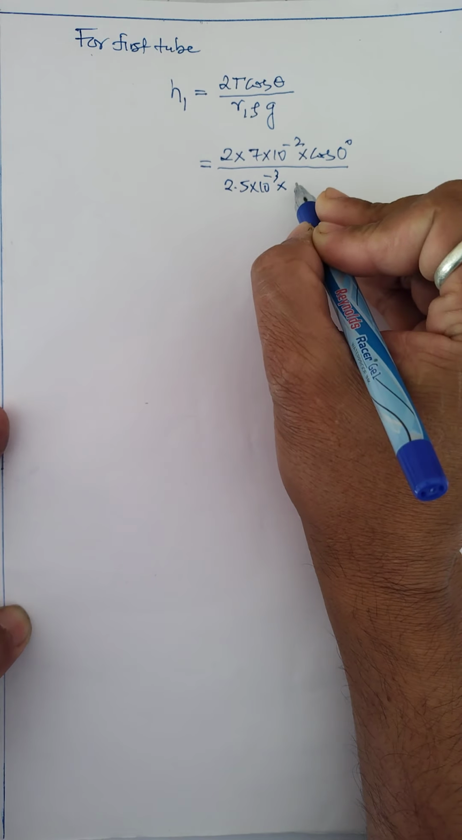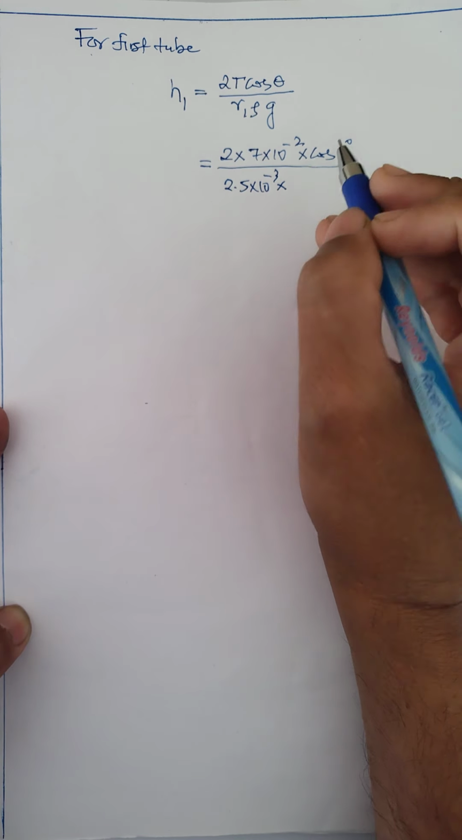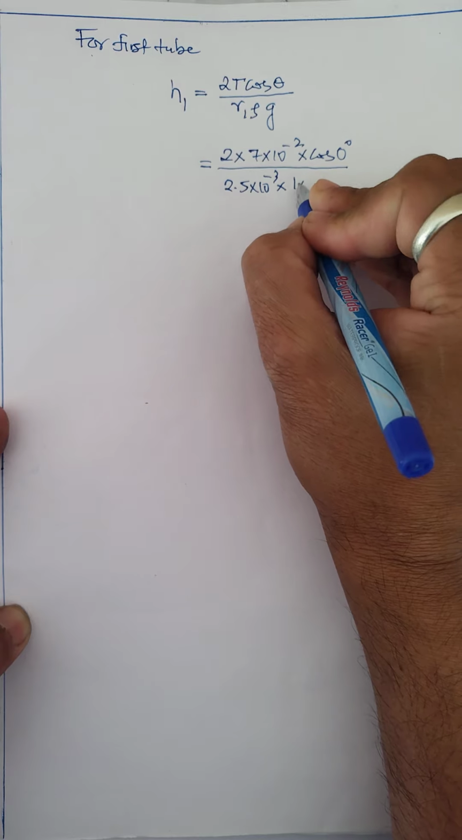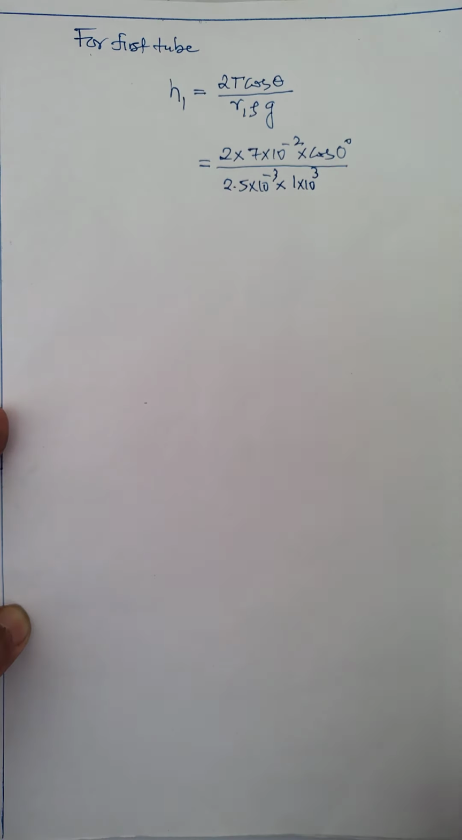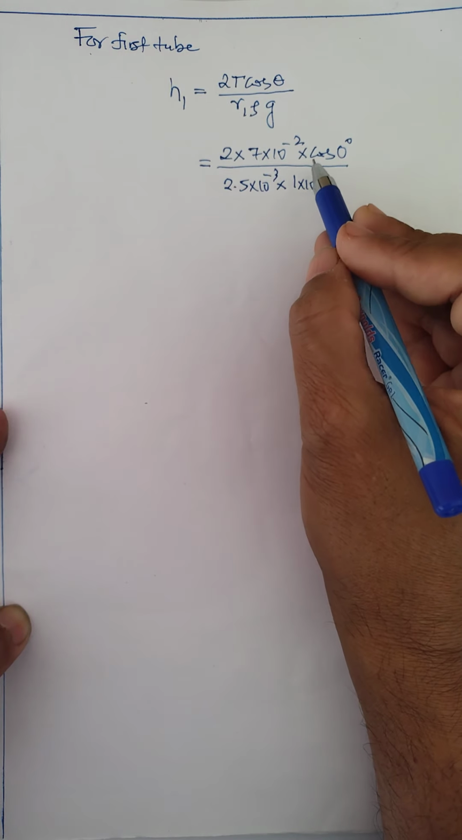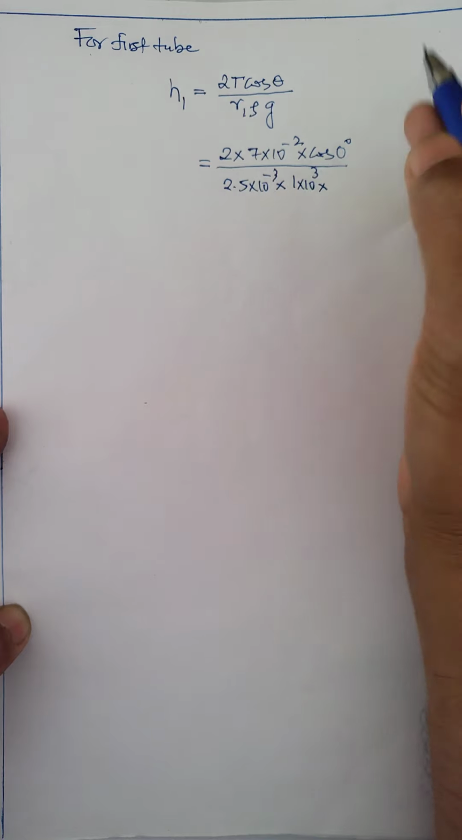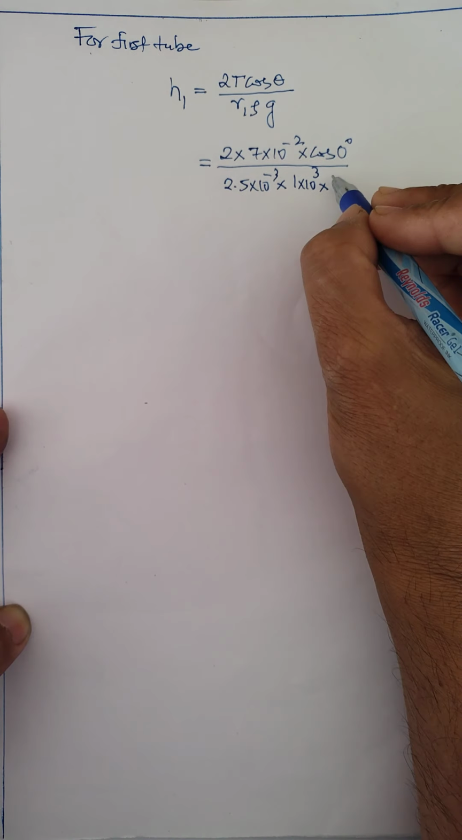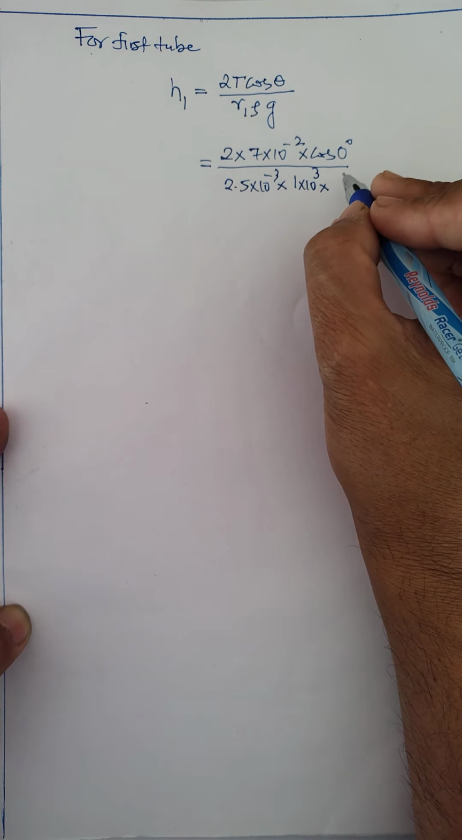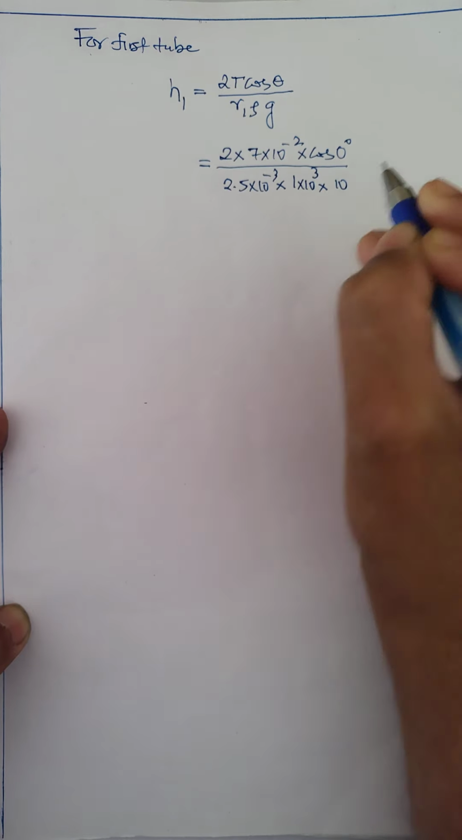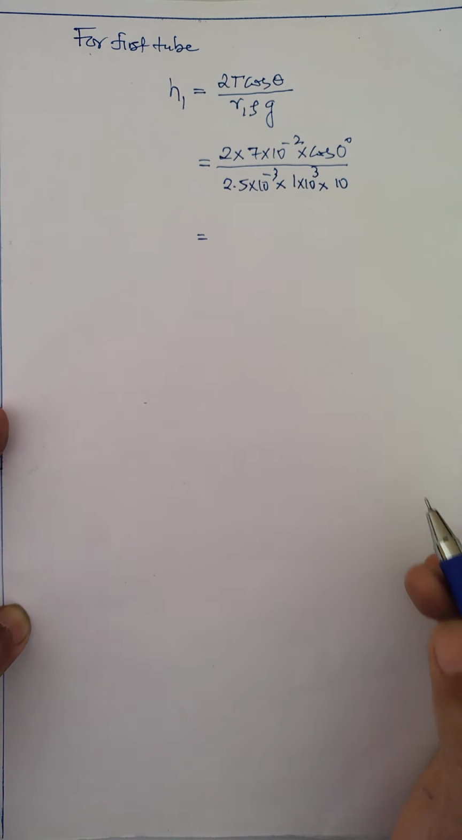Rho means density. So density of water is basically 1 into 10 to the power 3. So water is that liquid which has a density maximum, that is 1 into 10 to the power 3 kg per meter cube. Okay, and g, the value of g is as given how much? That is 10. So let's calculate the value.